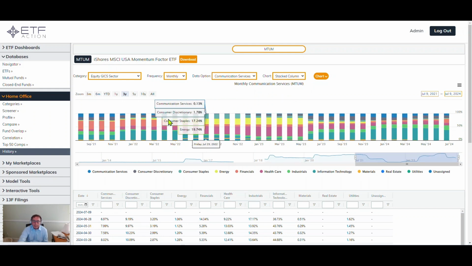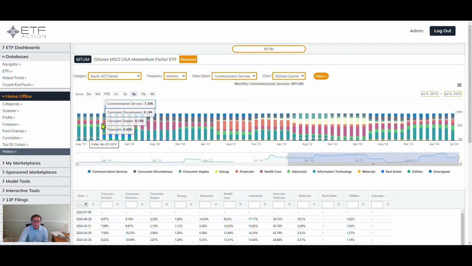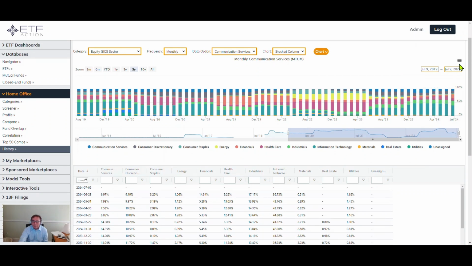And now I'm looking at this fund historically, and I can see very big changes going on across this fund over different time periods. Obviously, I could open that up into full screen to make it a little easier to view.